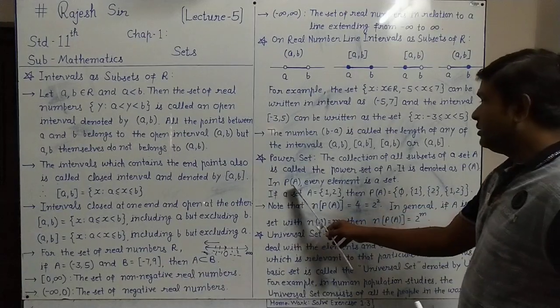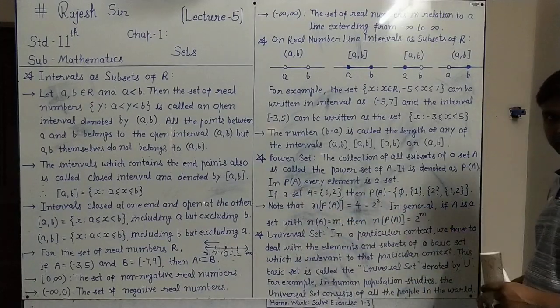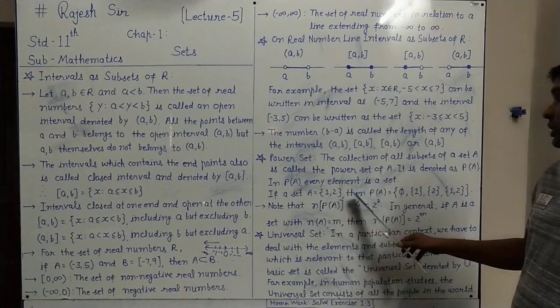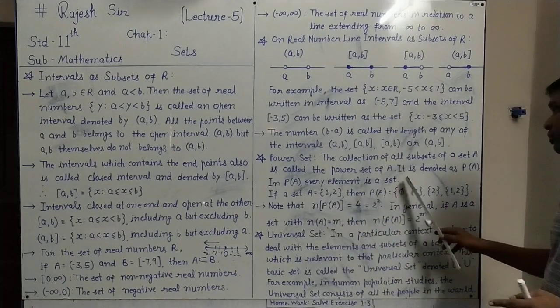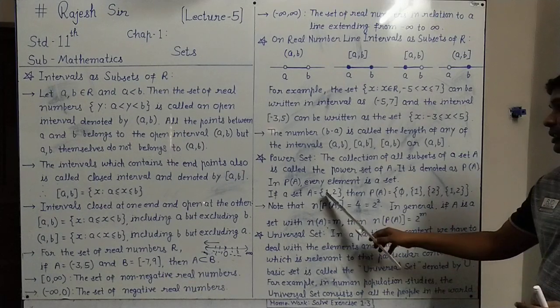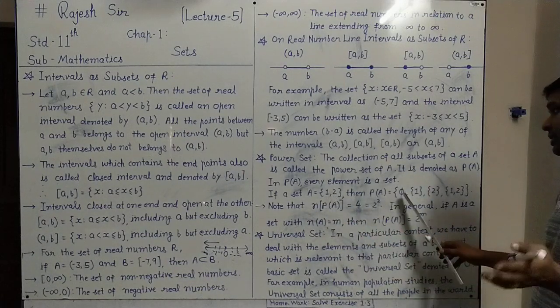In the power set, every element is a set. For example, if a set A is {1, 2}, then the power set of A means the collection of all the subsets. So all the subsets of {1, 2}, as the empty set is a subset of every set.